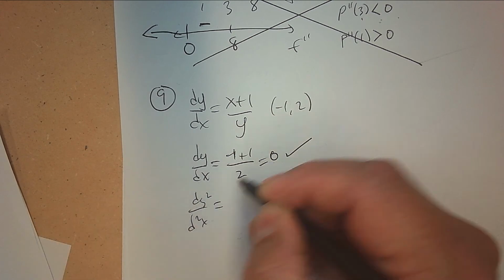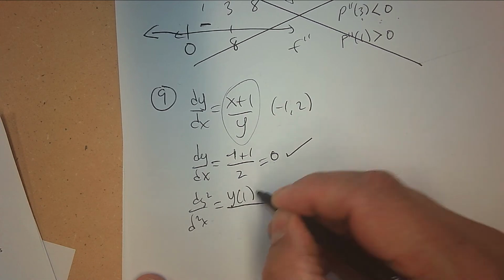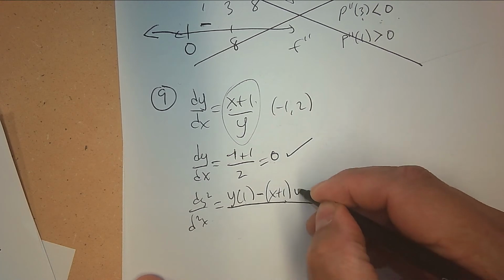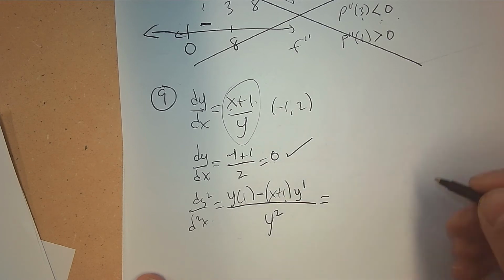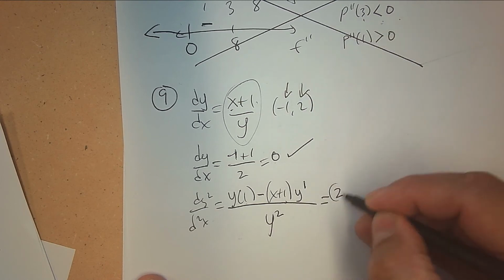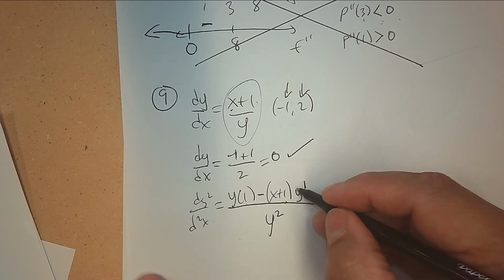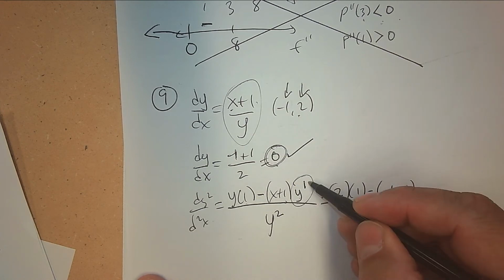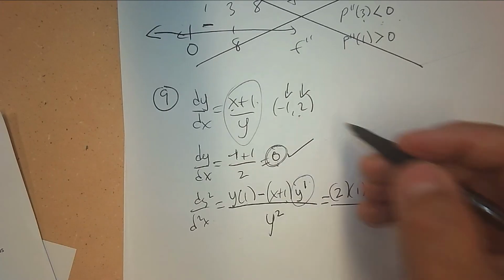Now, the second derivative, I need to do the quotient rule. It's not given to me. So the quotient rule is the bottom times the derivative of the top. The derivative of x plus 1 is 1, minus the top times the derivative of the bottom. That's just going to be y prime. And then the bottom squared. Now, I'm going to do the same work. I'm going to plug in -1 for x and 2 for y. So there's a y, that's 2. There's an x, that's -1. And then notice that y prime at that point, we already said equals 0. So the first derivative at that point, we know the answer is 0, so we just plug it in. And then y squared, well, the y is 2, so 2 squared.